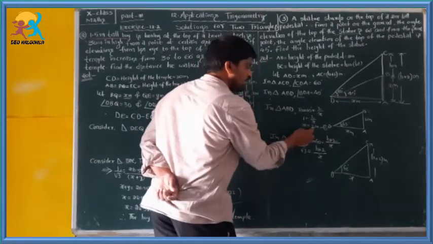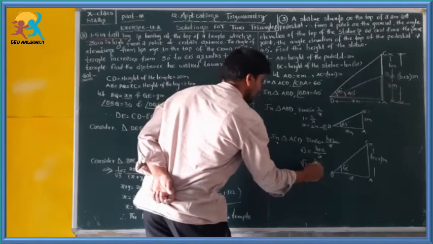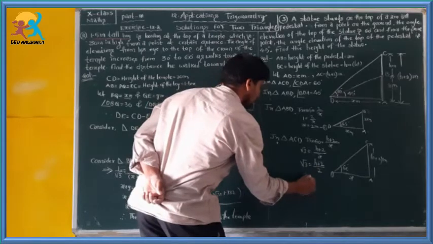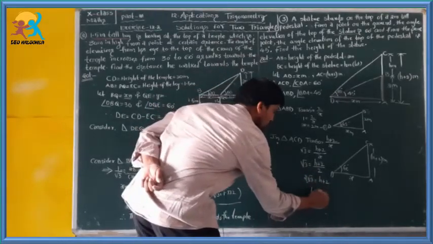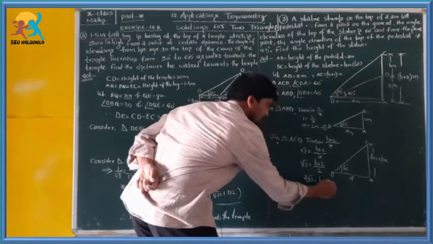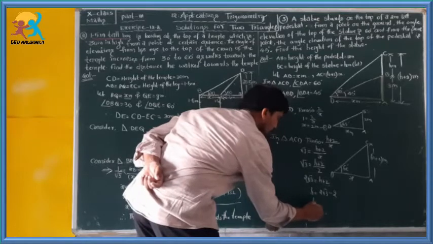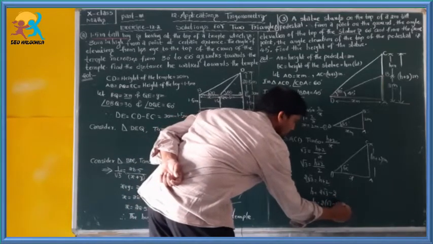But what is the value of x from equation 1? x equals 2 meters. Replace it. h plus 2 by 2. 2 into root 3. 2 root 3 equals h plus 2. Thus h equals 2 root 3. Take plus 2 from RHS to LHS, it would become minus 2.